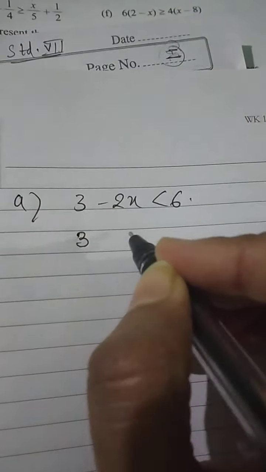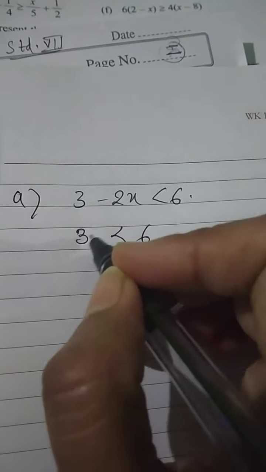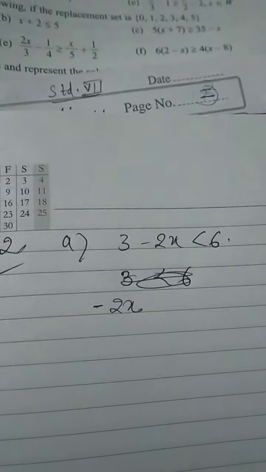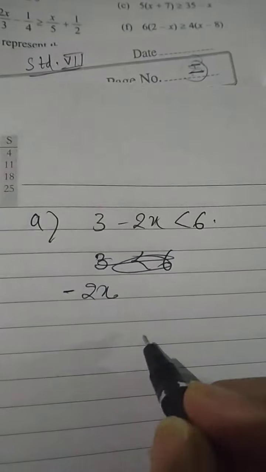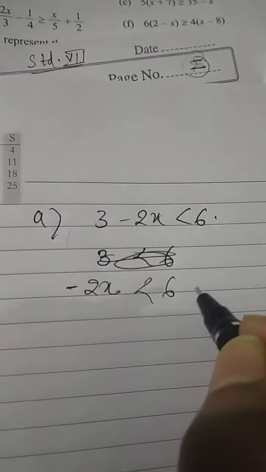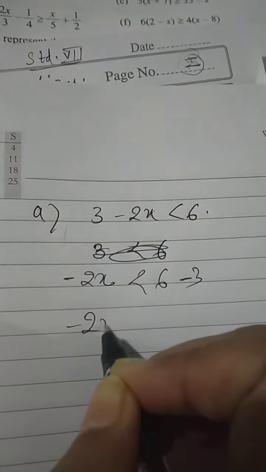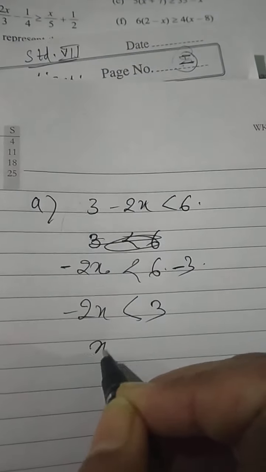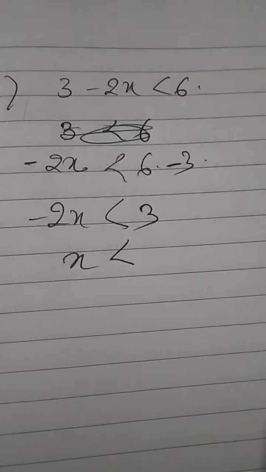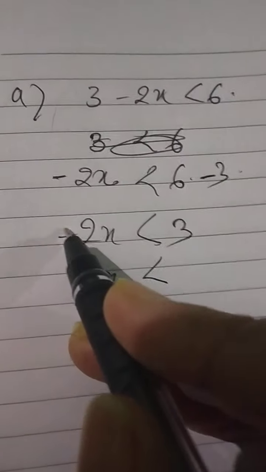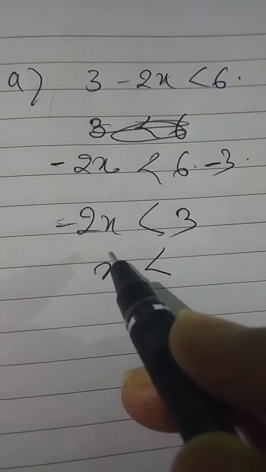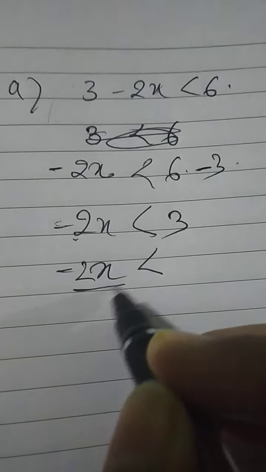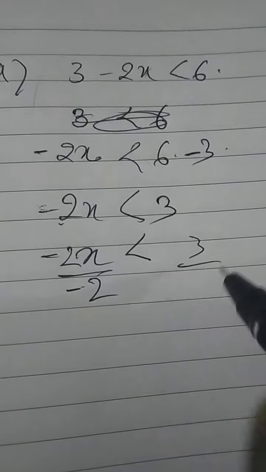First we will solve this. The variable term you leave on this side only. Now less than 6, the 3 will come to the other side as minus. Minus 2x is less than 6 minus 3, which will be equal to 3 only. So x is less than... look here, there is a negative sign. You have to remove this negative sign, so we will divide both sides by minus 2.